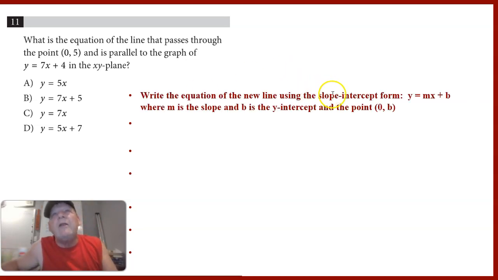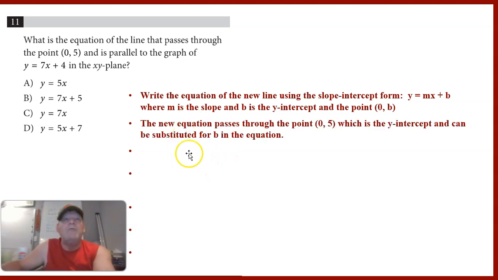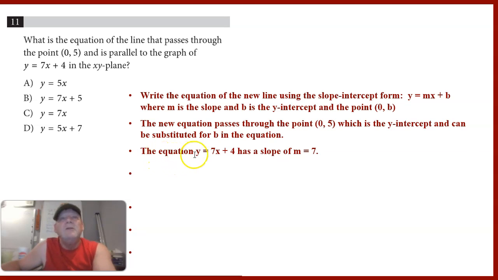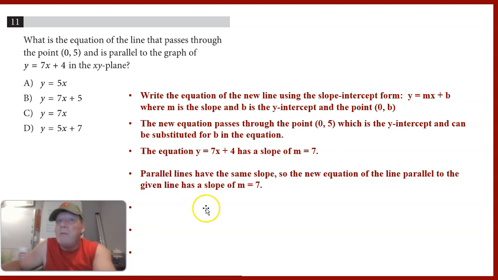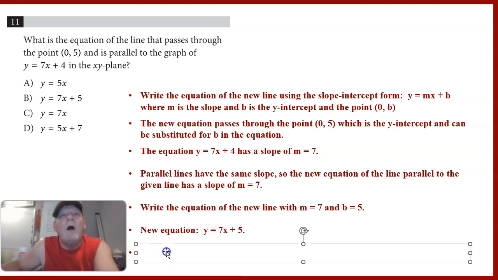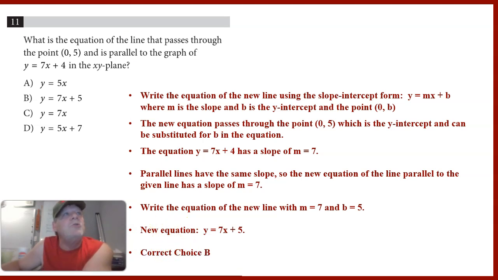Remember, you can always write an equation in the form y equals mx plus b, just like I talked about in the earlier problem. M would be the slope, B would be the y-intercept. The new equation passes through 0, 5, which is the y-intercept. And I can substitute that for B. The equation y equals 7x plus 4 has a slope of m equals 7. And if you remember from your algebra and geometry classes, parallel lines have the same slope. So the new equation, the line parallel to the given line, has m equals 7. And I can substitute back in and get y equals 7x plus 5, which is choice B.